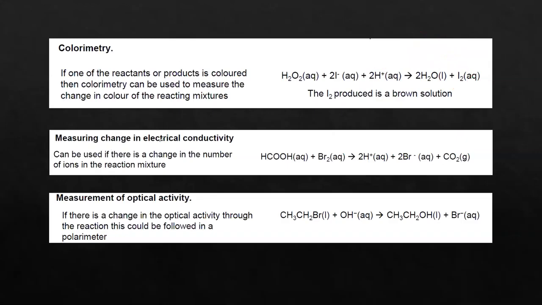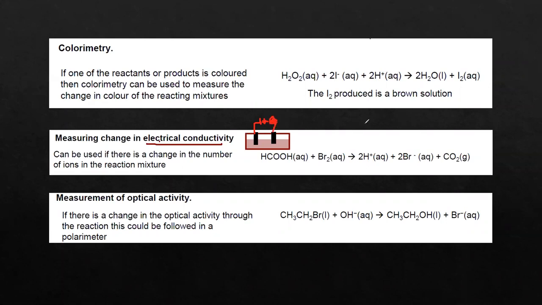Measuring the change in electrical conductivity. What we can do is use the concept of electrolysis: a reaction mixture, and you can have two electrodes, then a source of energy, a power supply, with an ammeter.